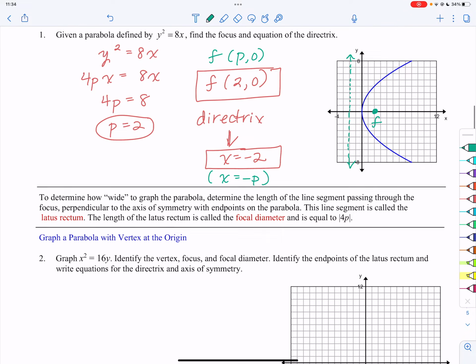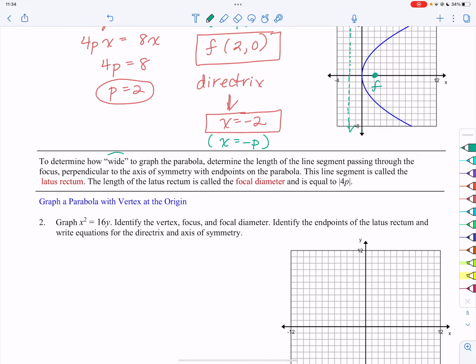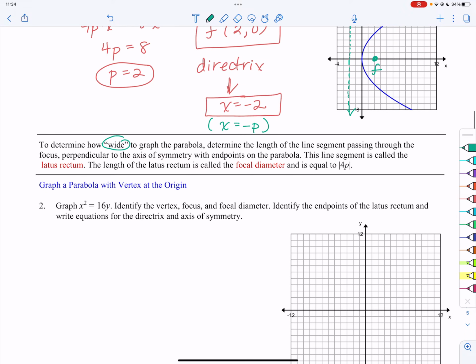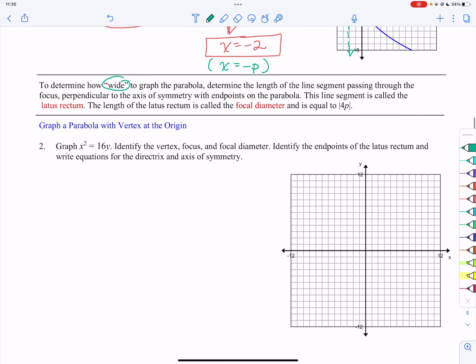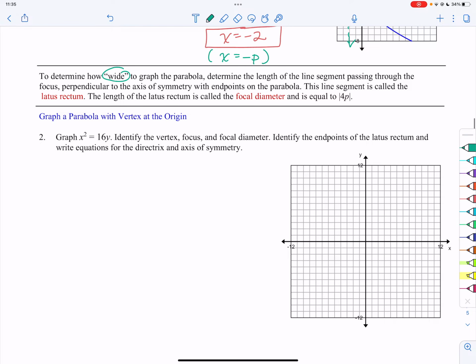Okay, to determine how wide to graph the parabola, we'll determine the length of the line segment passing through the focus, perpendicular to the axis of symmetry, with endpoints that are actually on the parabola. This line segment is called the latus rectum, and the length of the latus rectum is called the focal diameter, and it's equal to the absolute value of 4p.